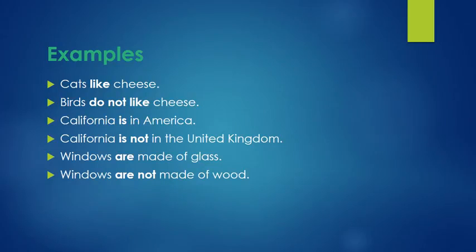For example, cats like cheese, birds do not like cheese, California is in America, California is not in the United Kingdom, windows are made of glass and windows are not made of wood.